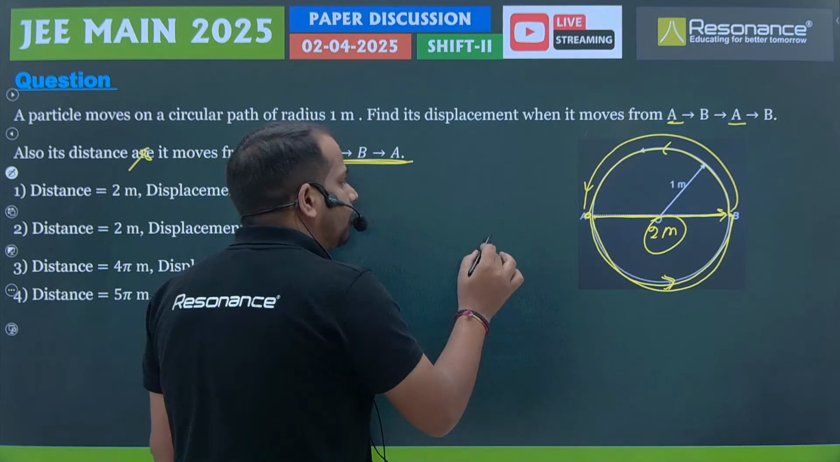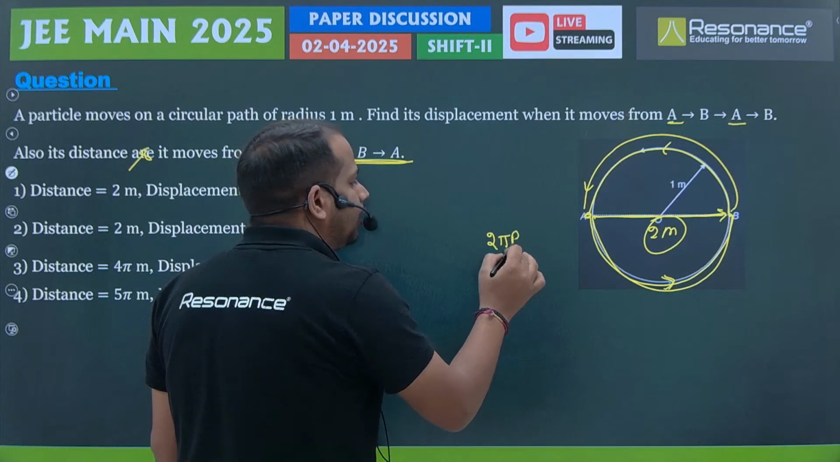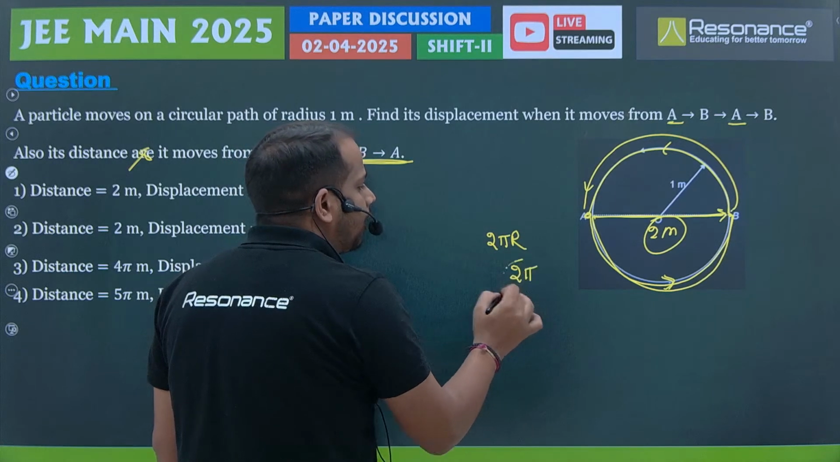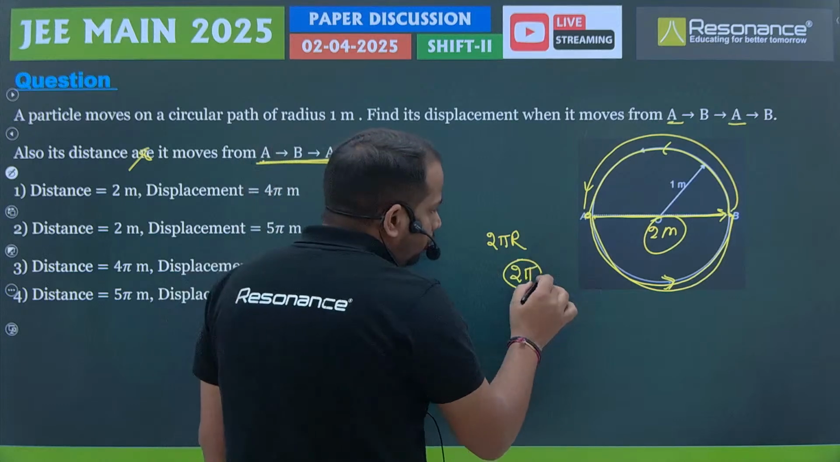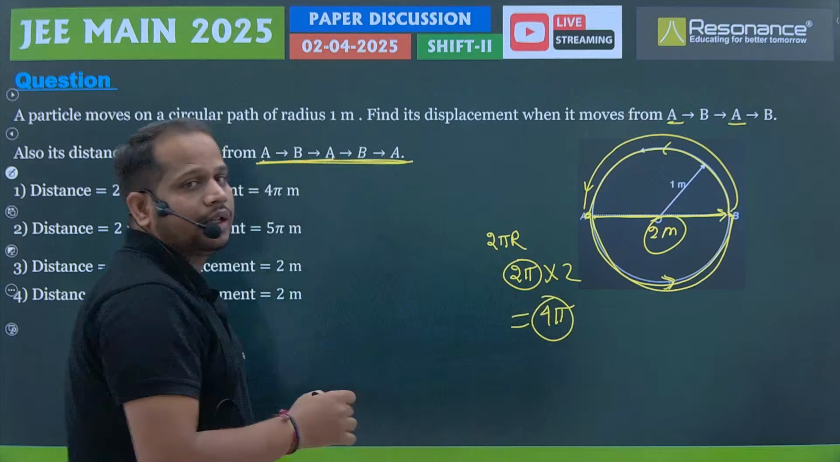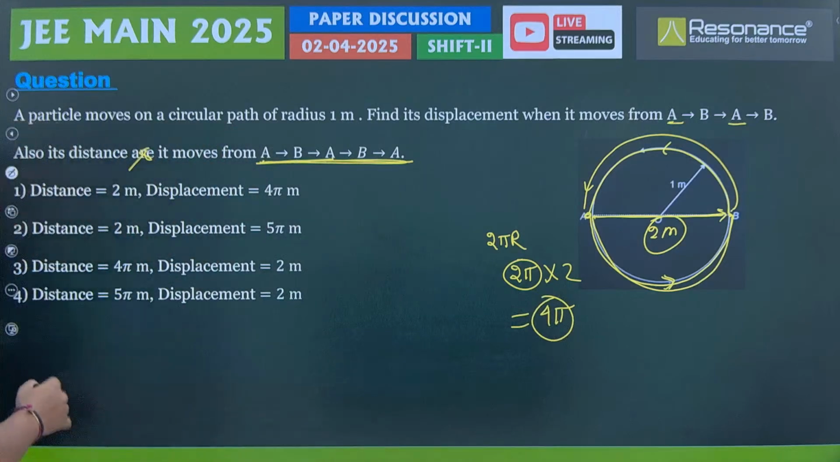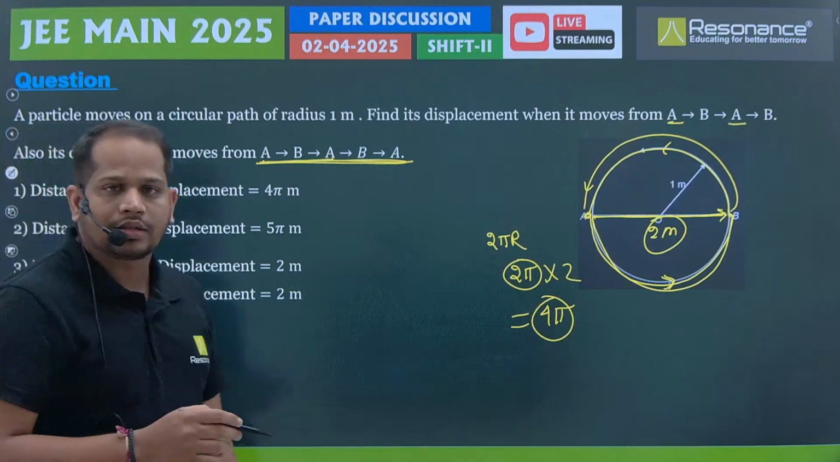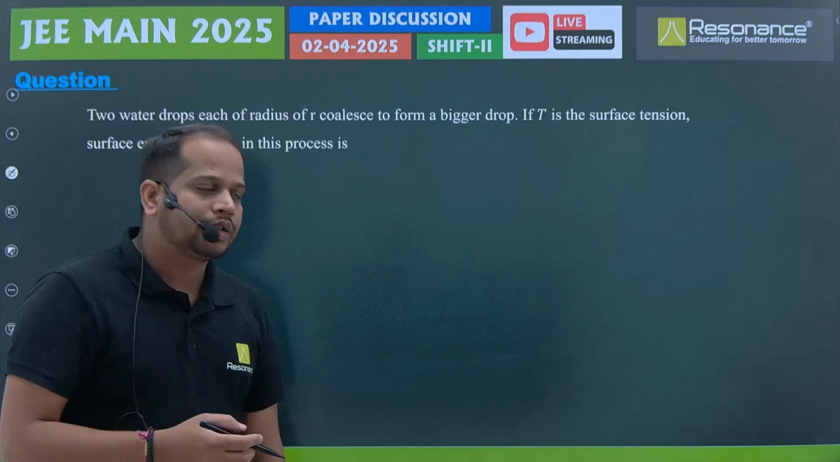For 1 revolution, what is the distance? 2 pi r. R is 1, so simply it's 2 pi, right? So for 2 revolutions, we multiply by 2. So the distance traveled by the particle is 4 pi, and the displacement is 2 meter in this case, right? Okay, now let's move on to the next one.